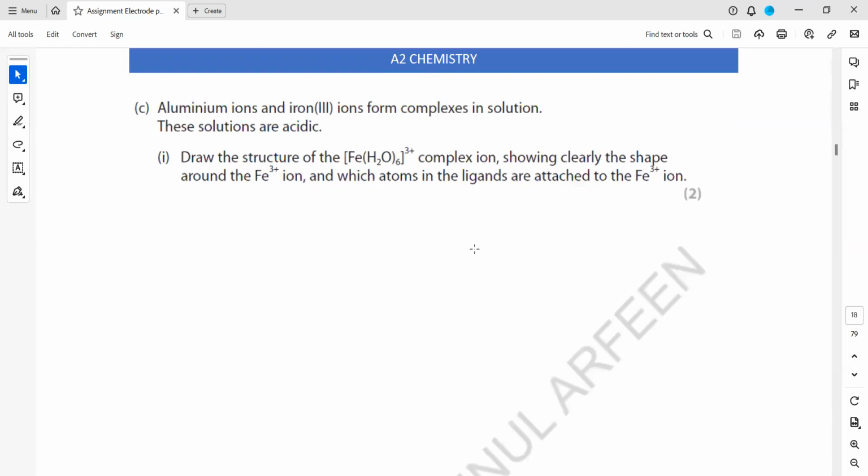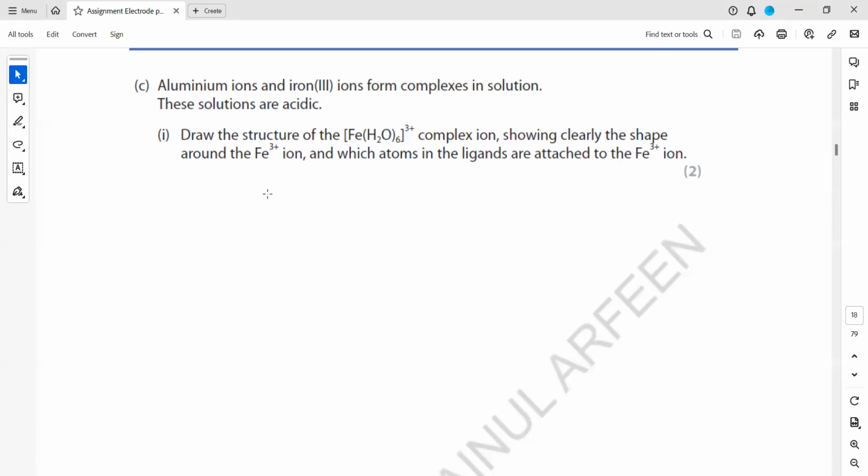Moving on to the next question: aluminum ions and iron 3 ions form complexes in solution. These solutions are acidic. Draw the structure of the hydrated iron 3 complex ion. Show clearly the shape around iron 3 and which atom of the ligand is attached to iron 3. So we have to draw the structure of a complex here.